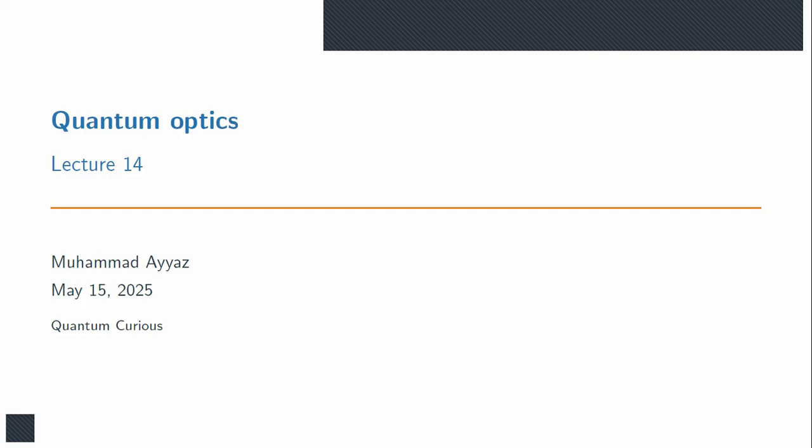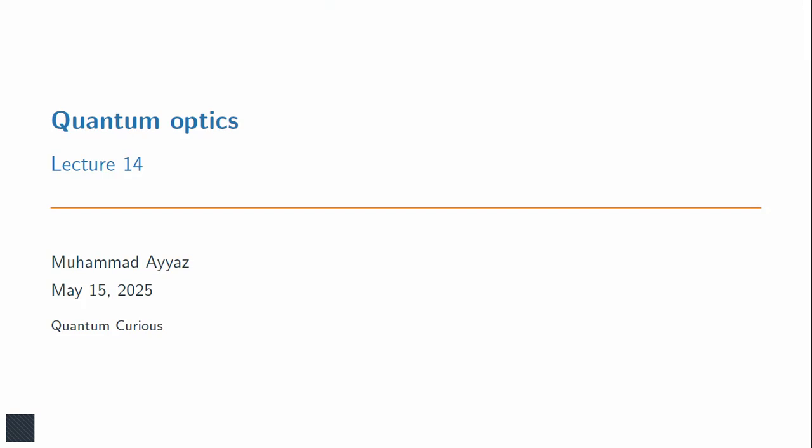Welcome to Quantum Curious, and in today's video, I'm going to discuss another property related to coherent states. In the previous lecture, we learned about different properties of coherent states: that they are the eigenstates of the annihilation operator, and we saw that they are minimum uncertainty states. These states have properties more related to classical states, and that is why they are usually called quasi-classical states.